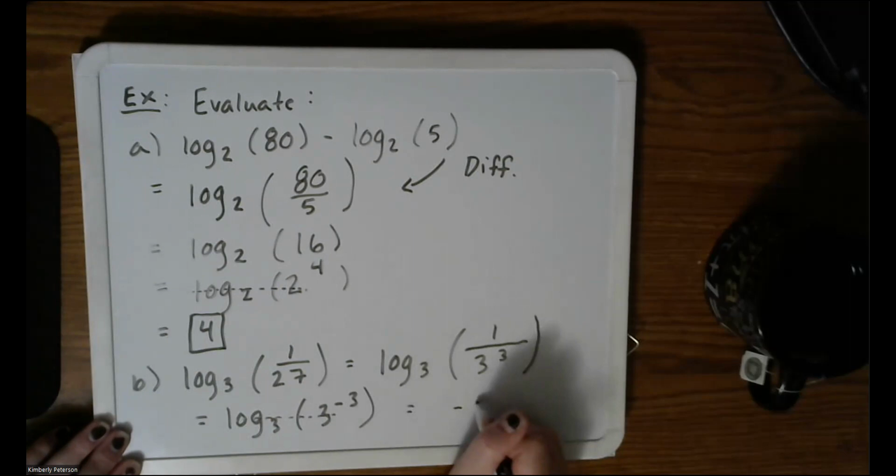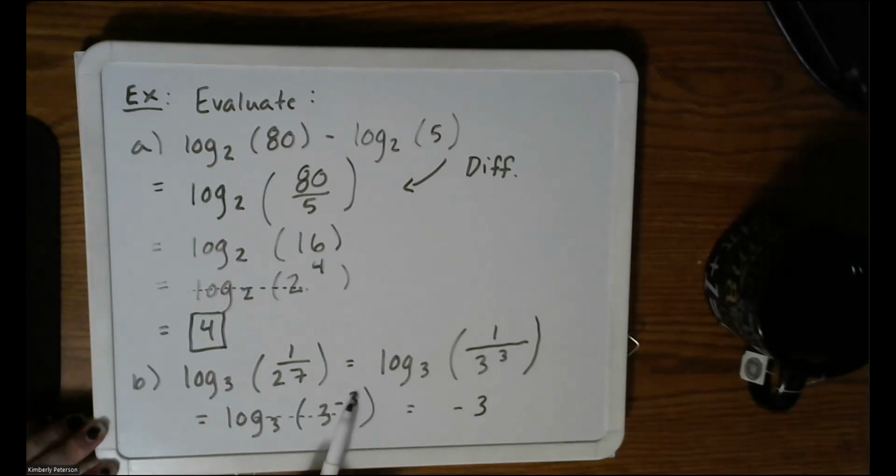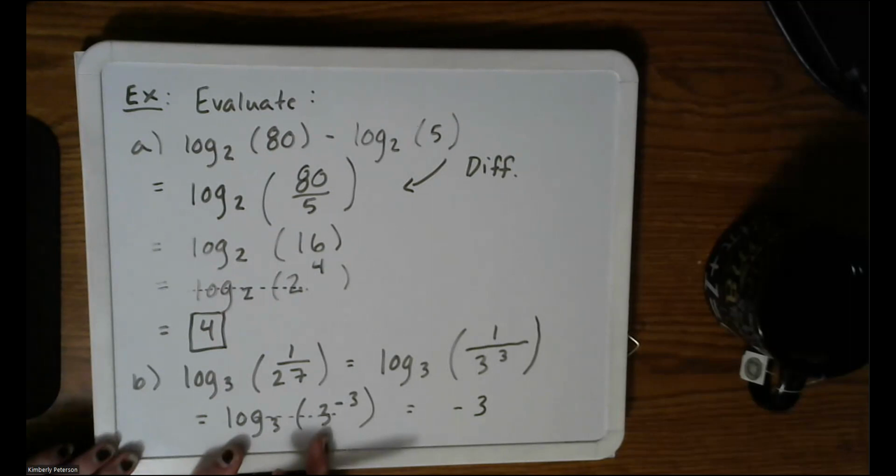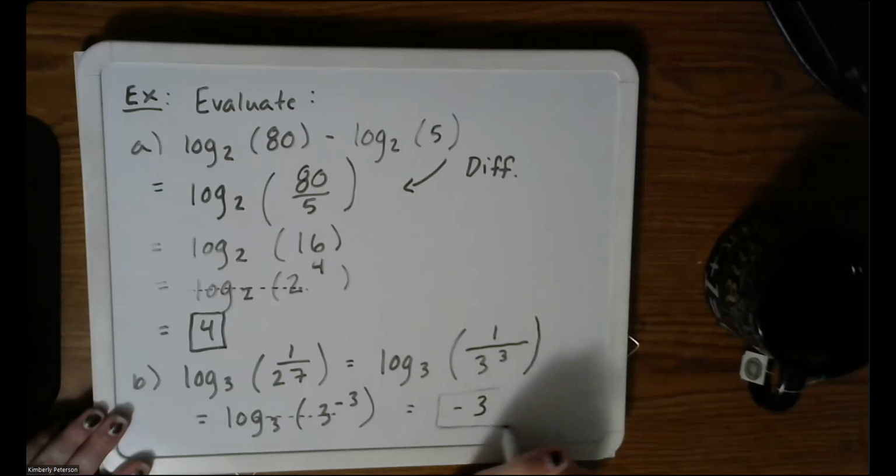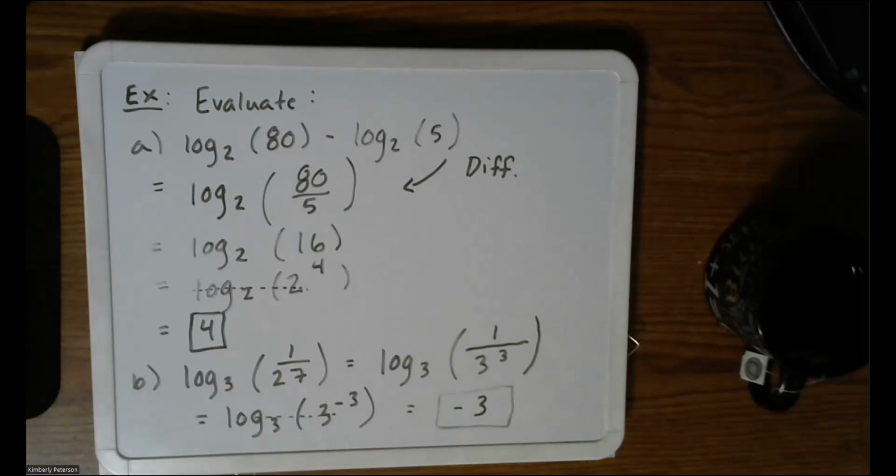So this could be considered like a power rule. You could bring the minus 3 out in front. And then these would turn into a 1. It's all kind of the same, whether it's cancellation or power rule. Any questions with those two examples?